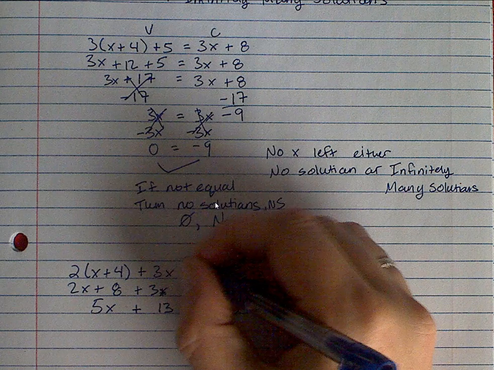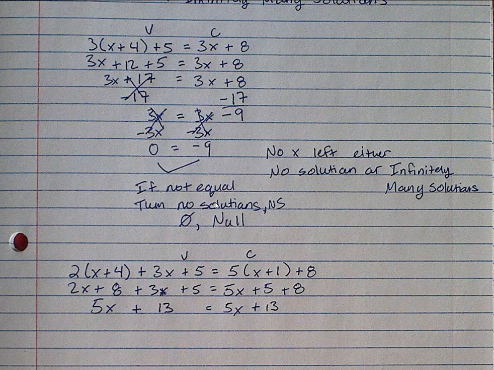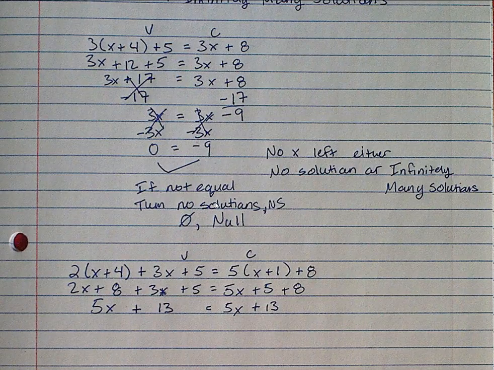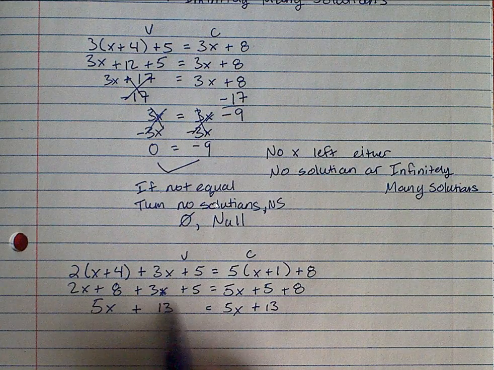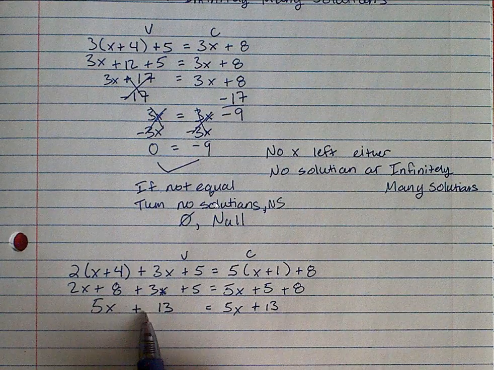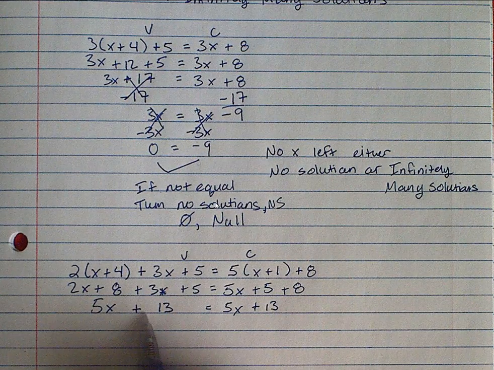Variables on the left, constants on the right. So which one do you want to move first, constants or variables? Great. So that means we need to move this plus 13 from the left to the right. How do we move plus 13? So we're going to minus 13.